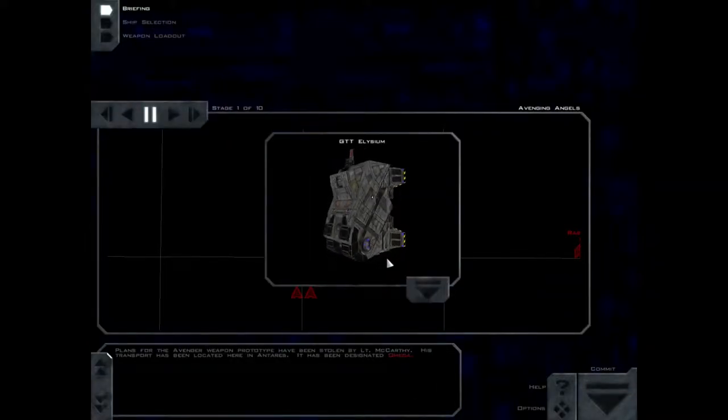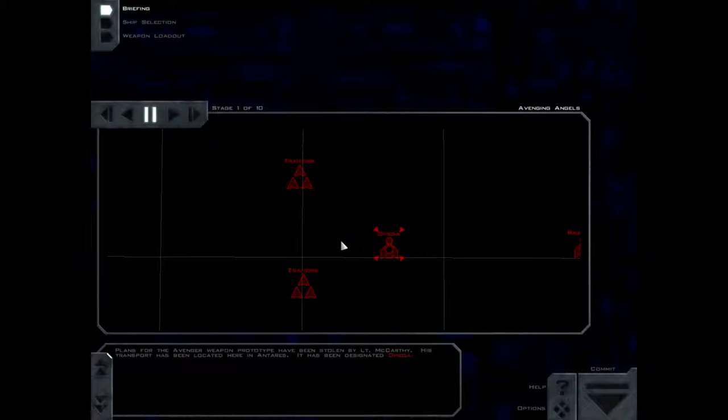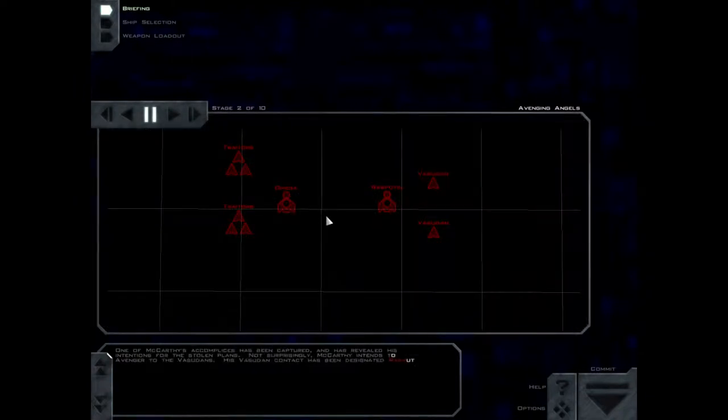Plans for the Avenger weapon prototype have been stolen by Lieutenant McCarthy. His transport has been located here in Antares. It has been designated Omega. One of McCarthy's accomplices has been captured and has revealed his intentions for the stolen plans. Not surprisingly, McCarthy intends to sell the Avenger to the Vasudans. His Vasudan contact has been designated Rasputin. Your squadron will arrive before the exchange takes place.